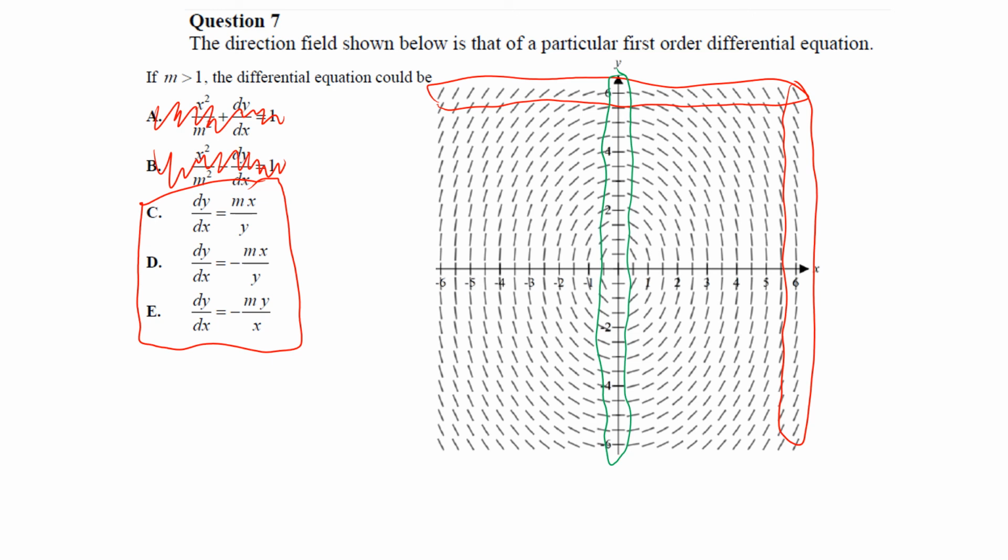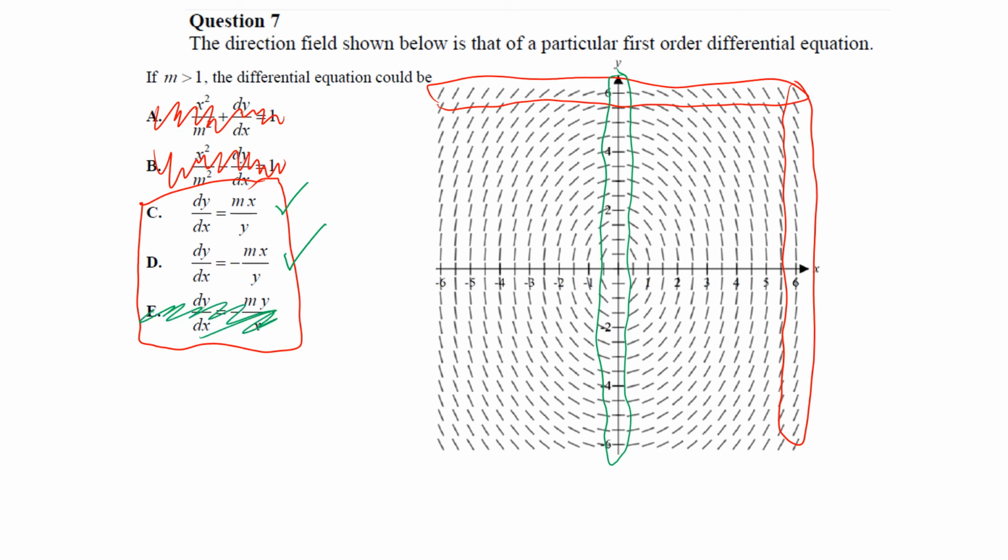So if I look back on my candidates, when x is equal to 0, dy/dx is equal to 0, so C is alive as a candidate. D is alive as a candidate. But E, what happens when I substitute x equals 0 into candidate E? I get division by 0. If E was correct, then that'd all be vertically sloped, not horizontally sloped. So I can eliminate E.